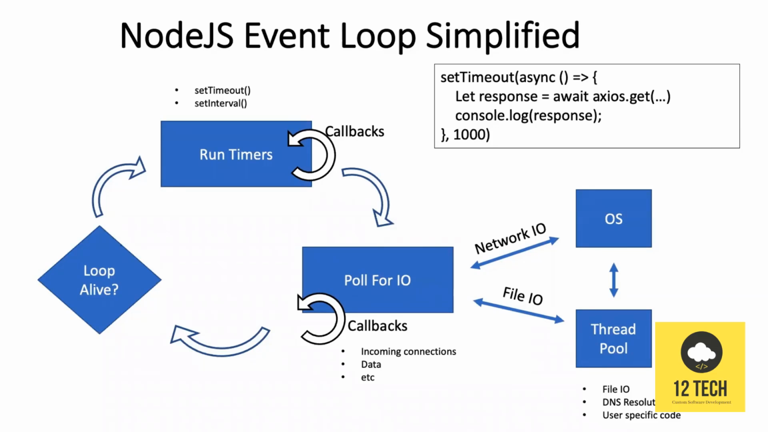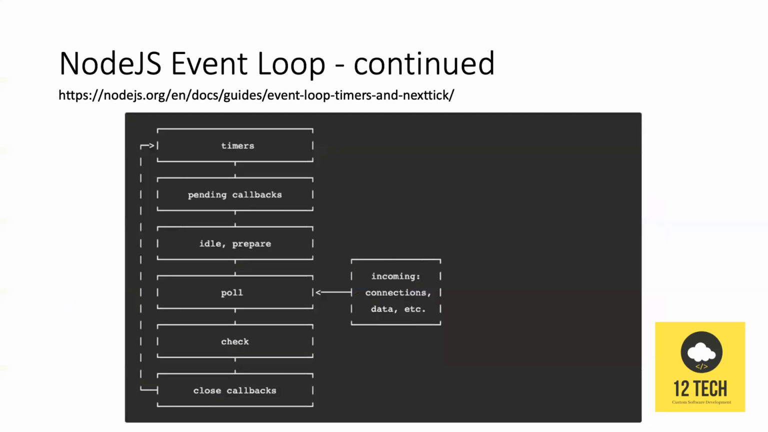Okay, so this is what I wanted to cover as far as the event loop is concerned. But if you want to dig further, now equipped with this knowledge, when you go and look at the resources that are available, they're going to start making more sense. So for example, this is a snapshot of what we have on Node's official documentation. So, these are the phases of the event loop.